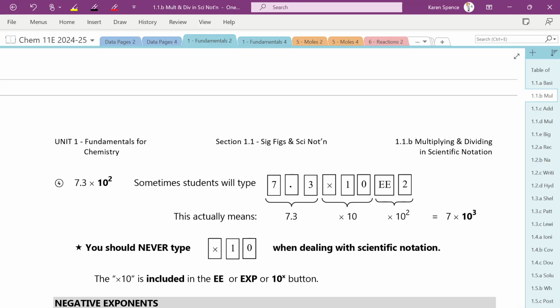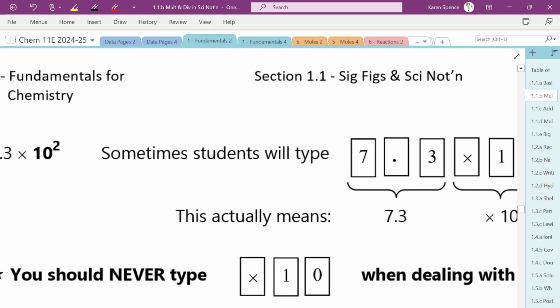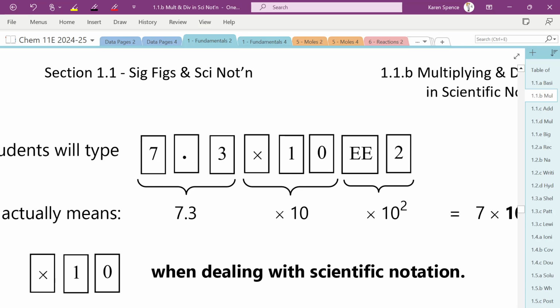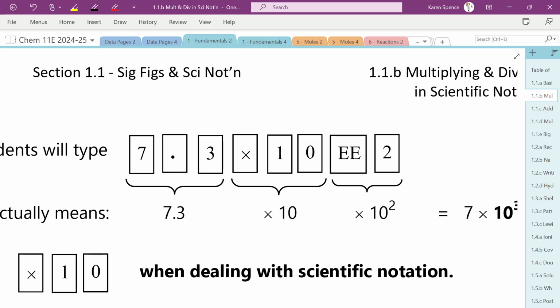Sometimes people get really excited by this button, but they try typing in the 7.3, and then they'll do times 10, and then the EE. You really don't want this times 10 in there because the times 10 is part of the EE or the EXP, or if you have the button that literally says times 10 to the X, you can see that it already has that times 10. Yes? Is good? Okay.